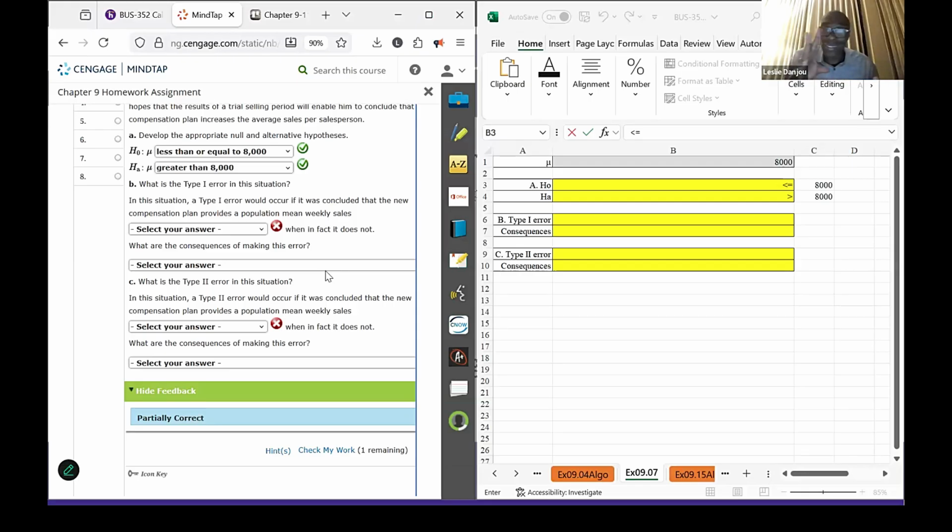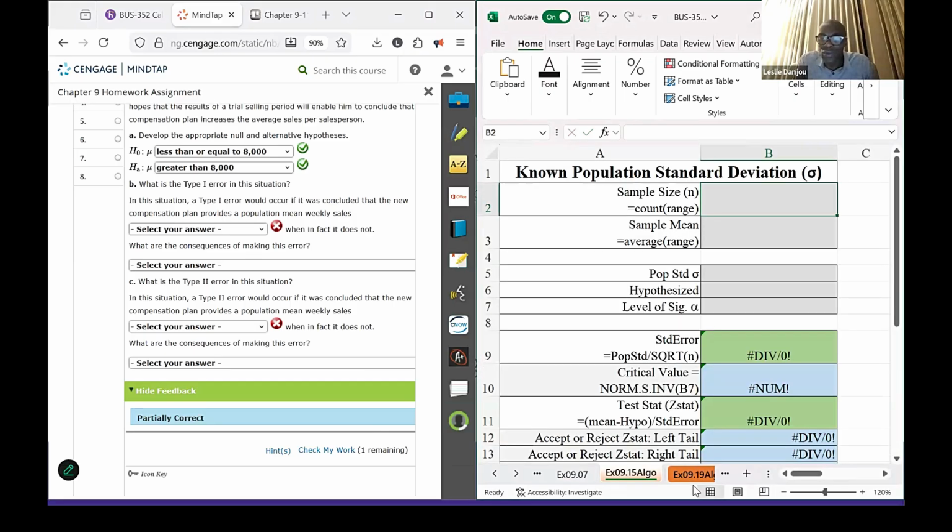So hopefully you're getting a good notion. Whether a type 1, it should say do not reject and you reject it, that's a type 1 error. If it's supposed to be rejected and you do not reject it, that is a type 2 error. So hopefully you got that and we can get this going. Just get these right and we should be good to go.